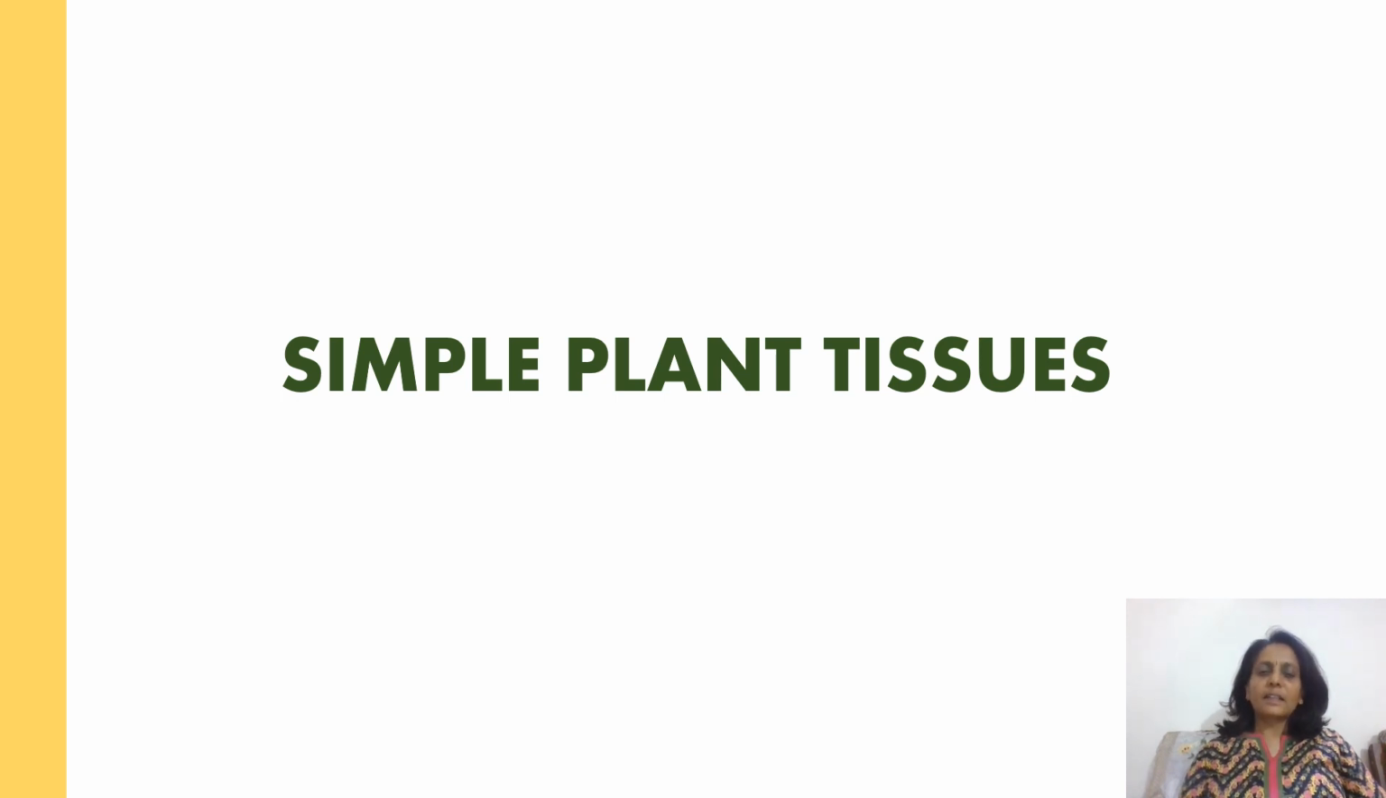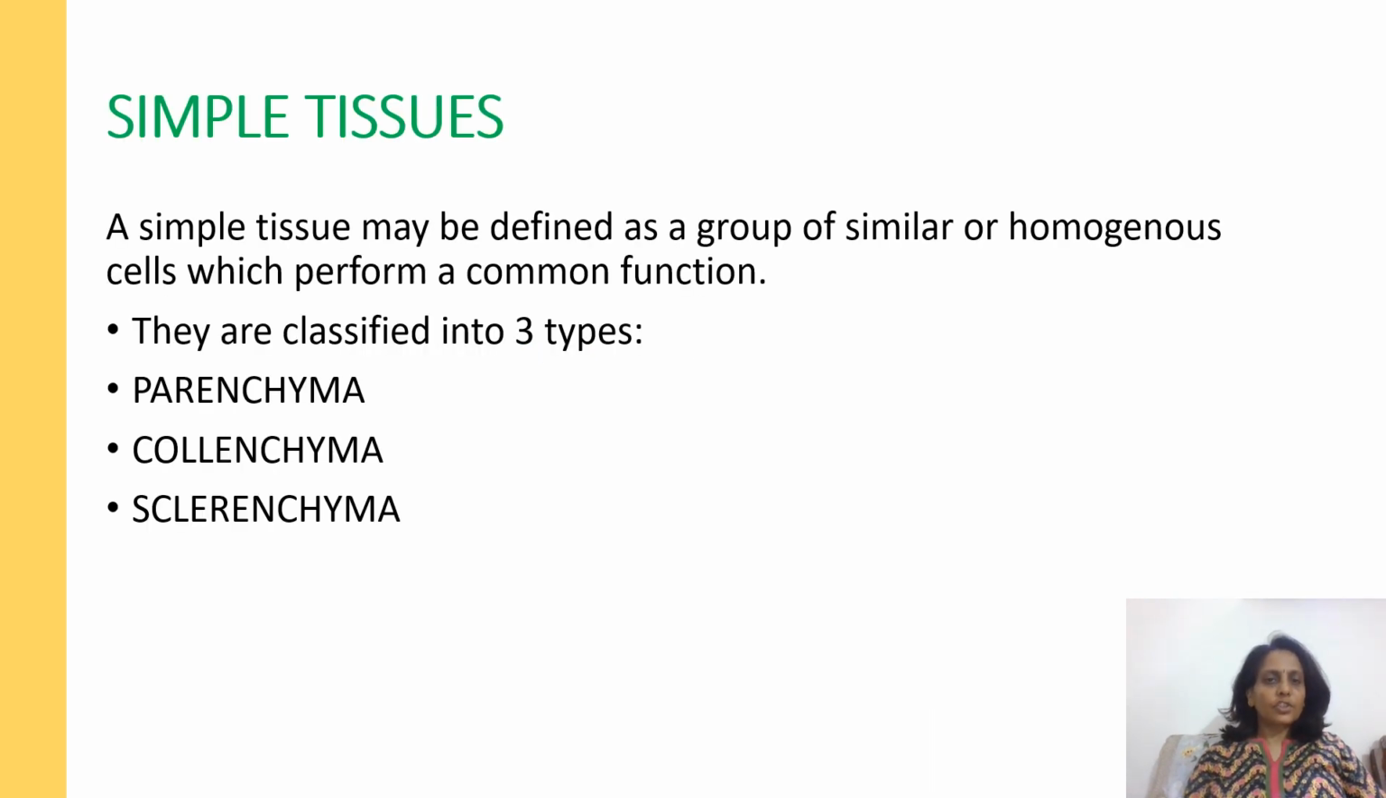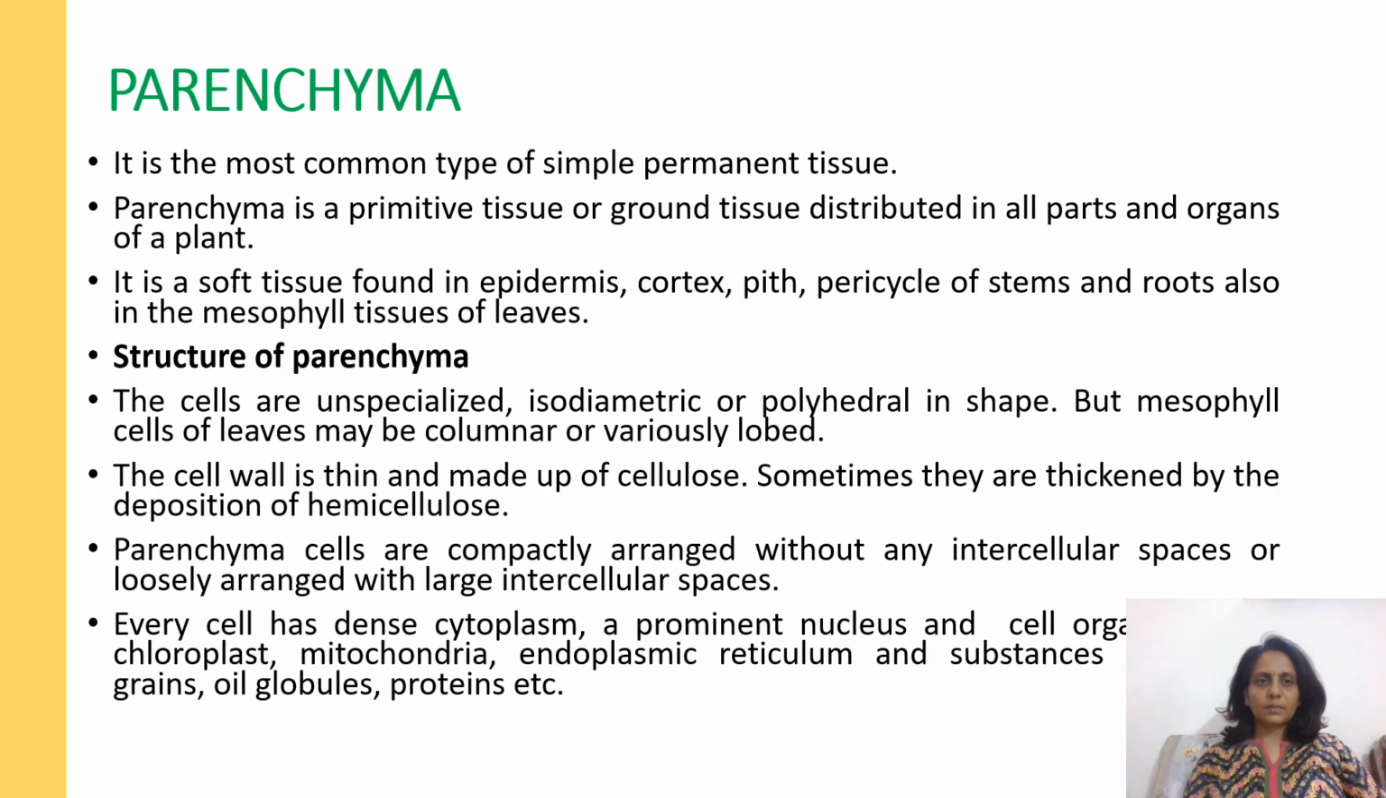Hello, in this lecture, we shall talk about simple plant tissues. So, what are tissues? A simple tissue may be defined as a group of similar or homogeneous cells which perform a common function. There are different tissues present in the plant body, which can be classified into three types, namely parenchyma, collenchyma, and sclerenchyma. So, what are parenchyma cells?